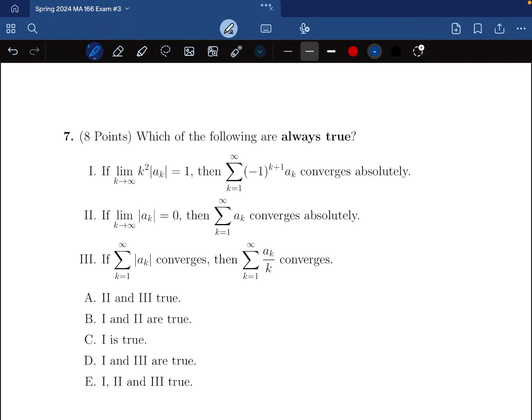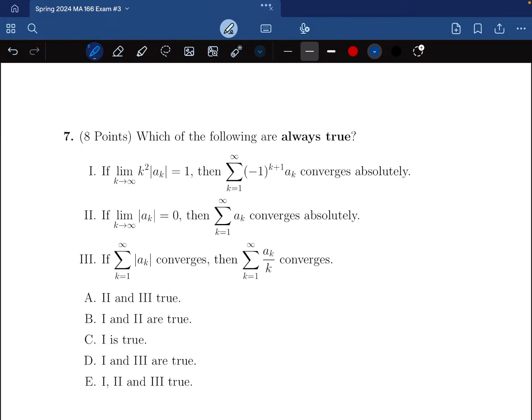Alright, question 7 says, which of the following statements are always true? So let's start with statement 1. Statement 1 says that if the limit as k approaches infinity of k squared times the absolute value of a_k equals 1, then the series of (-1)^(k+1) times a_k converges absolutely.